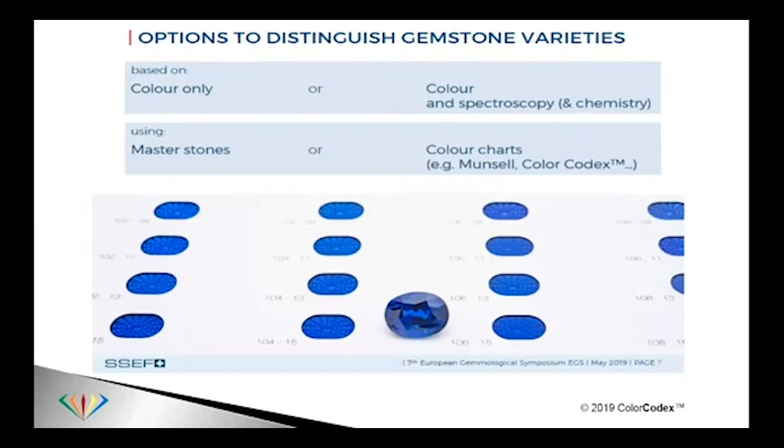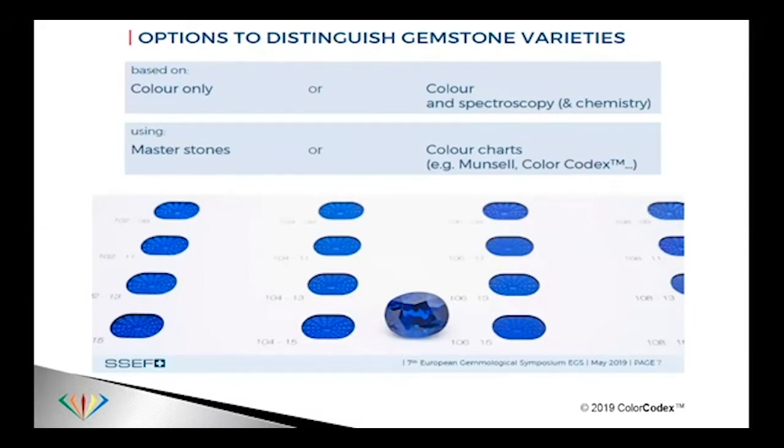Here he's explaining, you can see on the top in the upper right, two different ways that we as laboratories are trying to set boundaries for color varieties. One is based on color only, which is just the visual appearance of the stone. But also, wherever possible, we want to try and create objective criteria as well, using spectroscopy or chemical composition. And how labs have looked at trying to set these boundaries in the past, you can see two options.